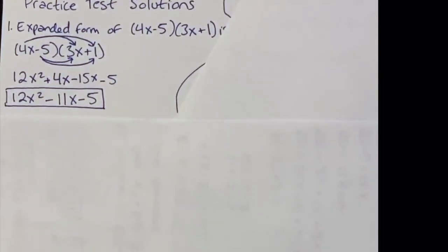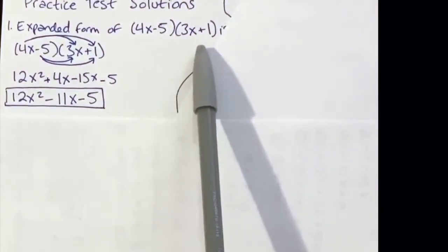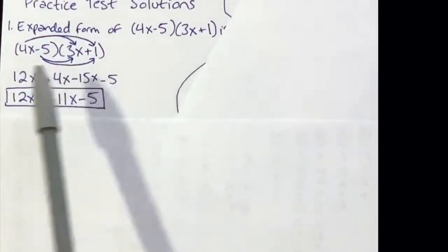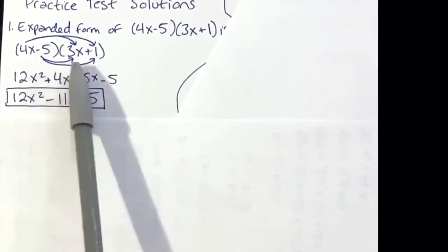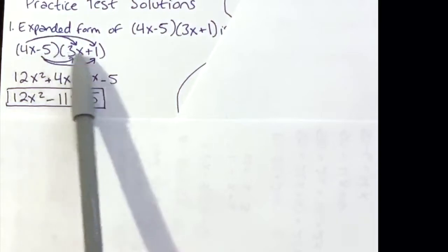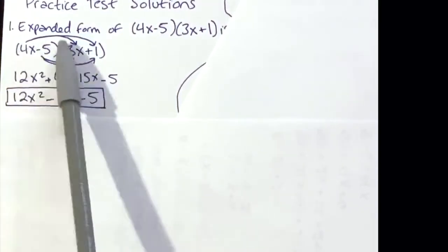So for the first question, it asks us to find the expanded form of 4x minus 5 times 3x minus 1. So what we have to do here is expand it. We have to multiply these two brackets together. Remember that I put these arrows here because that way I make sure that I multiply everything in the first bracket by everything in the second bracket. So my arrows up at the top are for this first bracket.